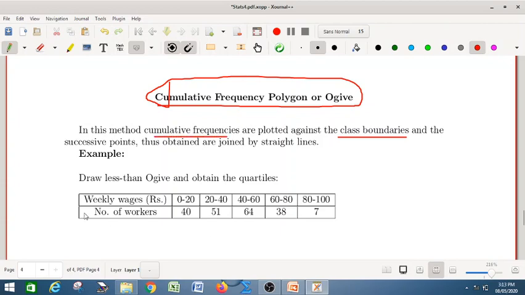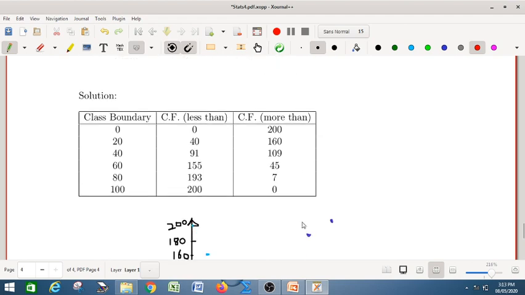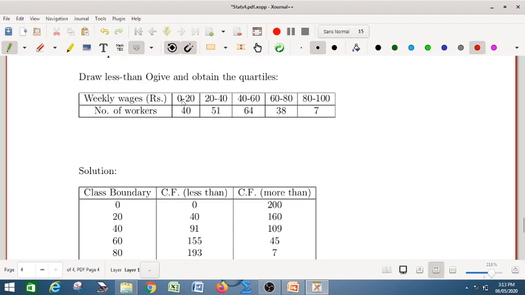Suppose weekly wages are given by this table and the number of workers. So let us draw, this is the class boundary. Look at that, the class boundaries are 0, 20, 40, 60, 80 and 100.